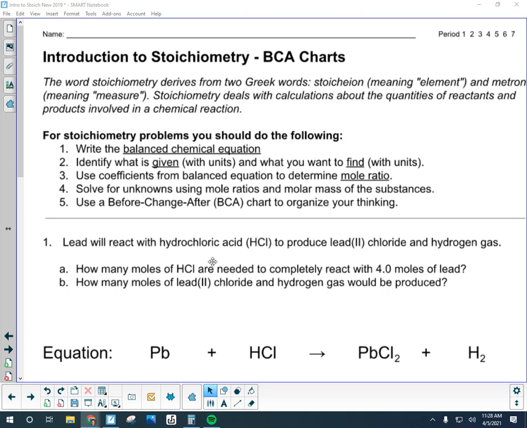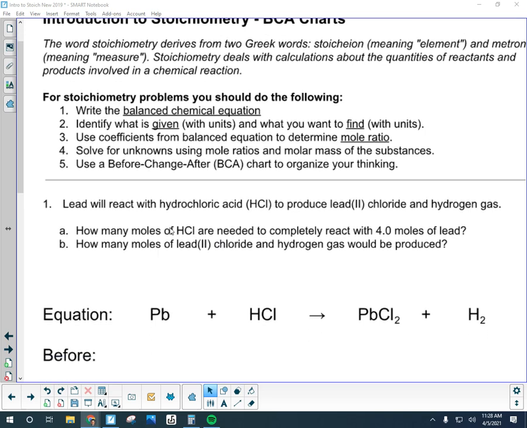So looking at our first reaction, we have both the chemical equation and the written description. So it says lead, that's Pb, will react with hydrochloric acid, which has the formula HCl, to produce lead 2 chloride, that's PbCl2, and hydrogen gas. And the first step on doing any of these problems is balancing the chemical equation. So let's take care of that step together.